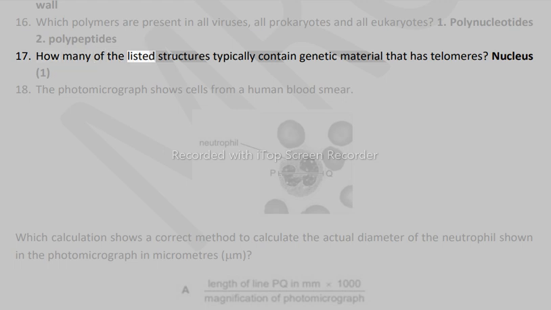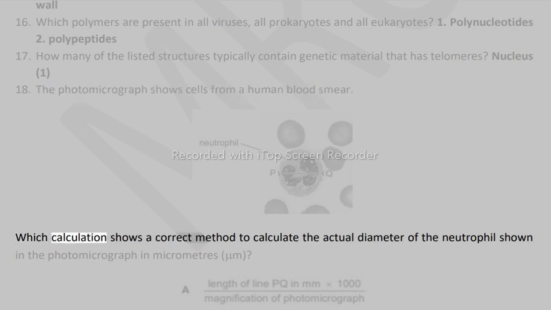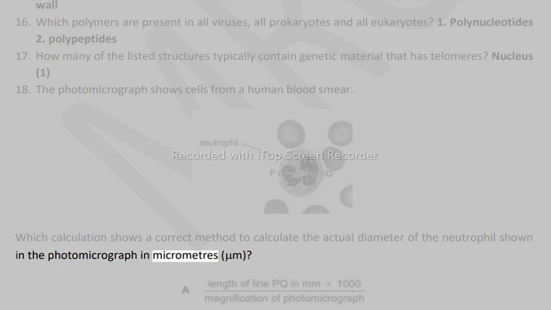17. How many of the listed structures typically contain genetic material that has telomeres? Nucleus. 18. The photomicrograph shows cells from a human blood smear. Which calculation shows a correct method to calculate the actual diameter of the neutrophil shown in the photomicrograph in micrometers, µm?